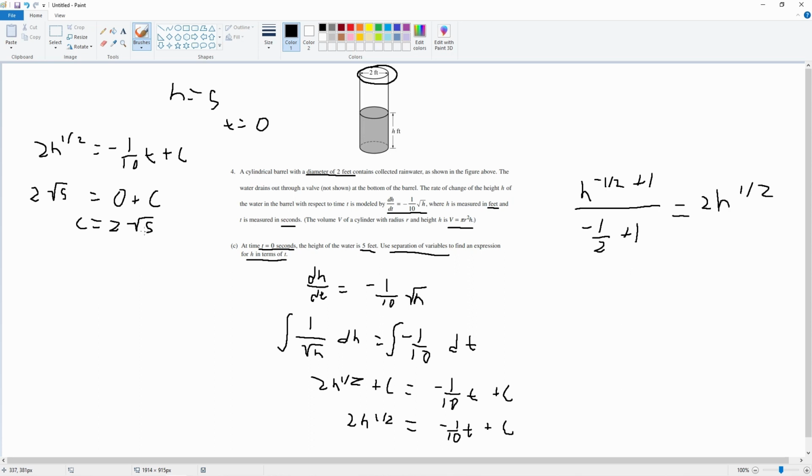Alright, so now we can rewrite our equation. 2h to 1/2 is equal to negative 1 over 10 times t plus 2 times the square root of 5. So we want to set our h in terms of t. So to do that, we have to move everything to the other side and just leave h alone. So to do this, we could divide both sides by 2. h to 1/2 is equal to negative 1 over 10t divided by 2, which is just going to be negative 1 over 20t. And then 2 times the square root of 5 divided by 2 is just going to be square root of 5.